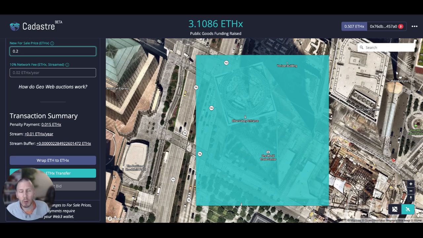The key takeaway from all of this and our design for the Geo Web market is we want to discourage gaming of the system and make the dominant strategy honesty and productive usage instead of financial tricks and speculation.